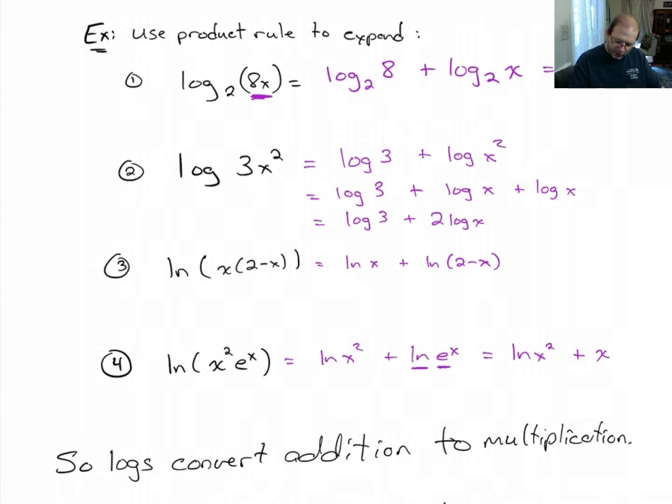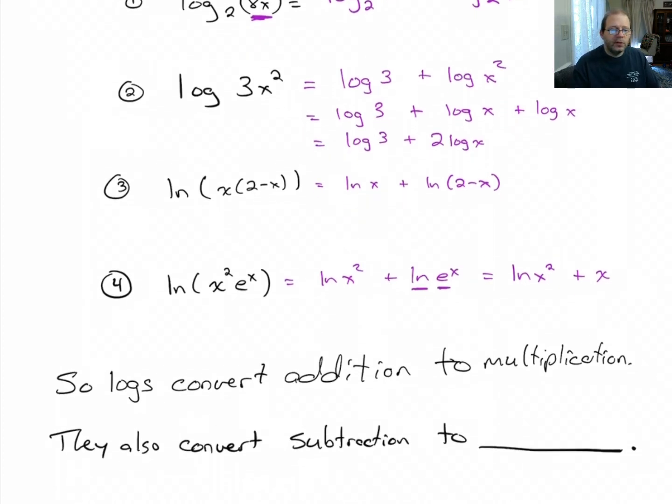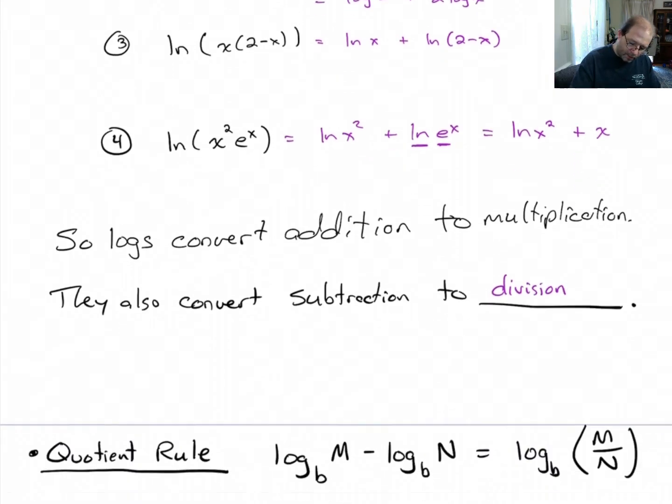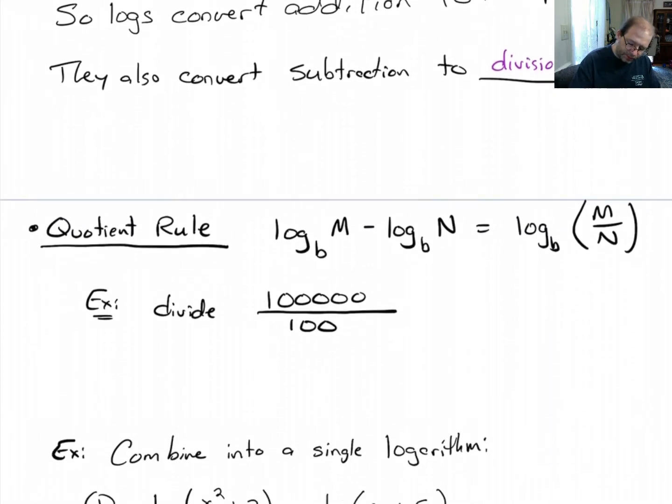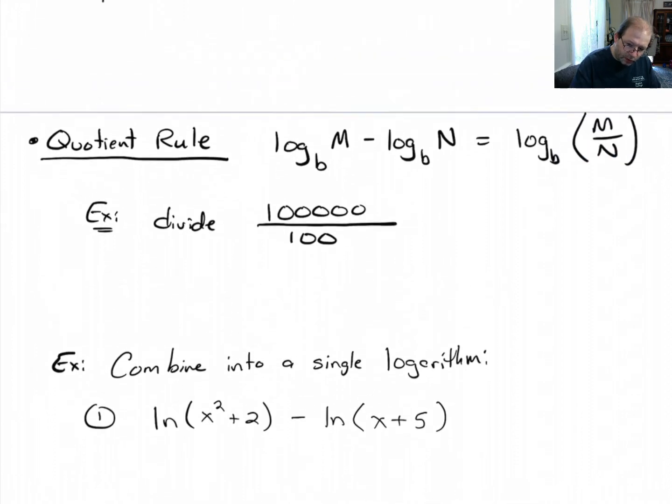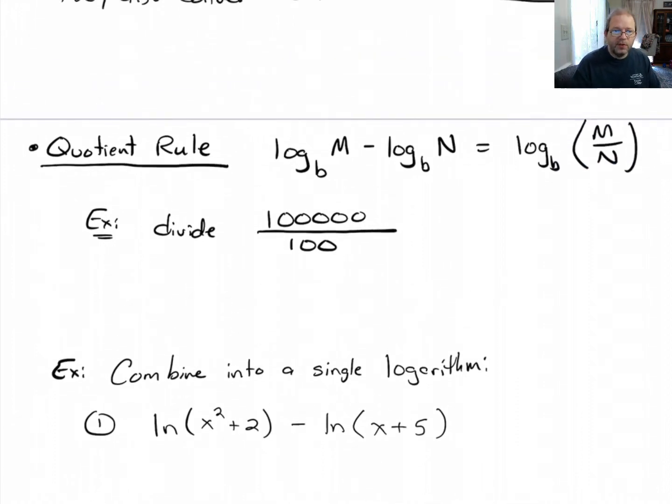All right, so logs convert addition to multiplication. They also convert subtraction to division. And that's where the quotient rule comes in. The quotient rule says log base b of m minus log base b of n is equal to log base b of m over n. And again, the coefficients of both of these have to be 1, and the bases have to be the same in order to use the quotient rule.